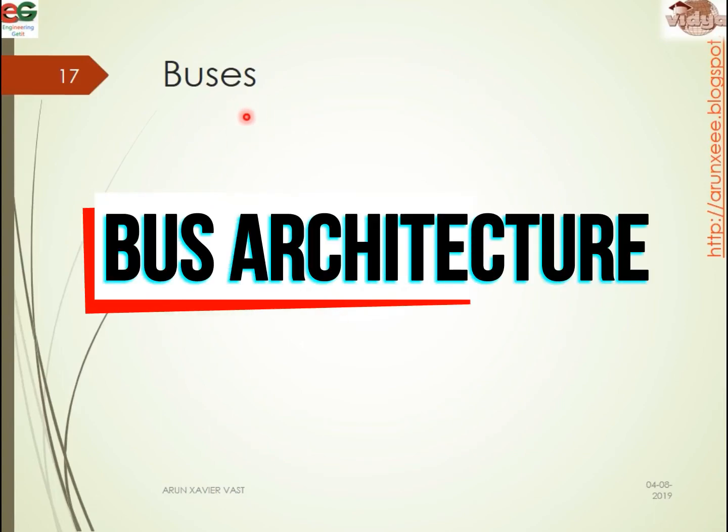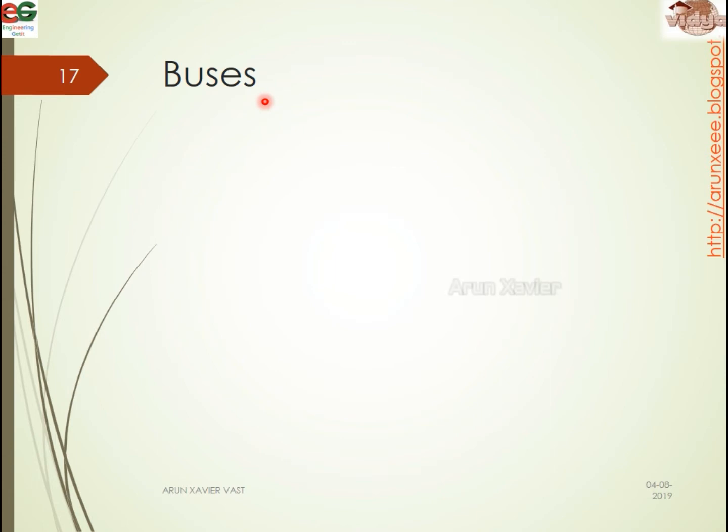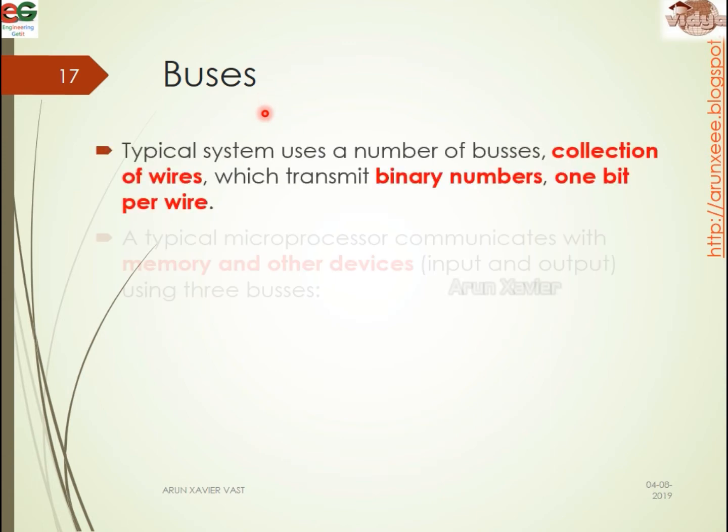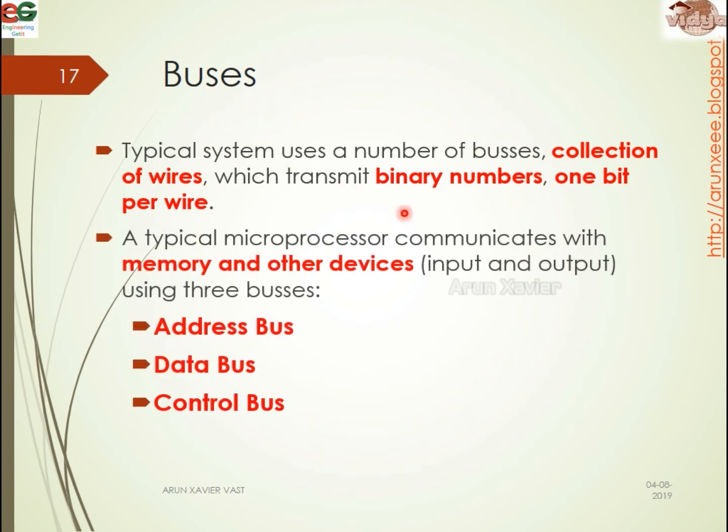In this video we are going to discuss the different types of buses which are available in the 8085 microprocessor. So actually, what are buses? It is a collection of wires, a group of wires used to transmit binary numbers, 1 bit per wire. Typically a microprocessor communicates with the memory and the other devices by using these buses.